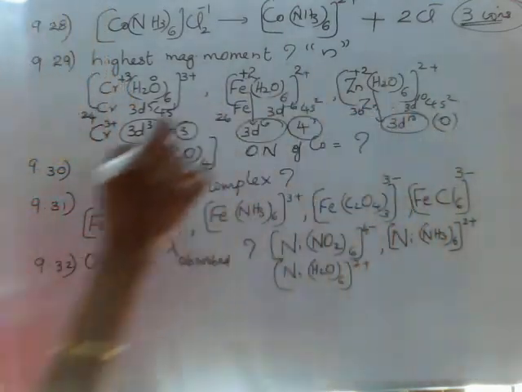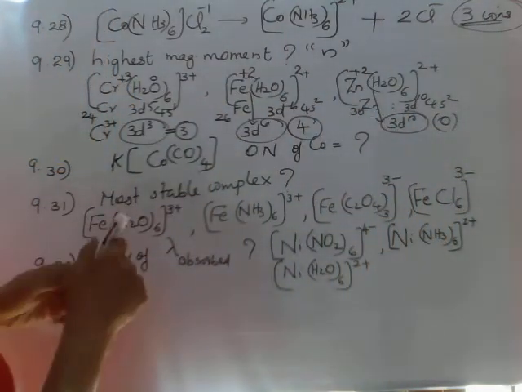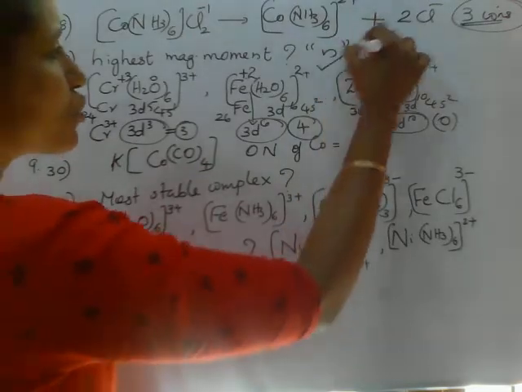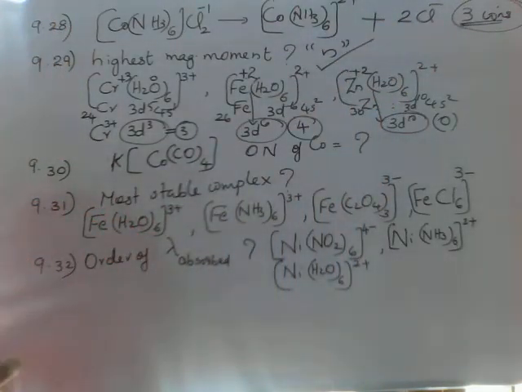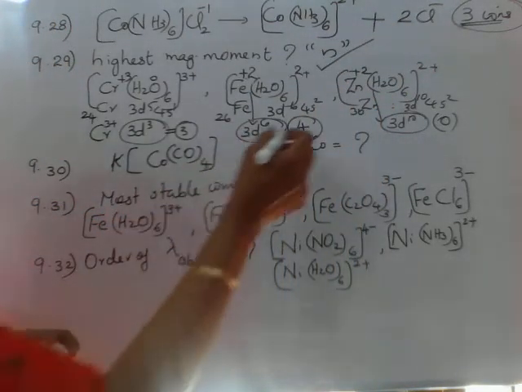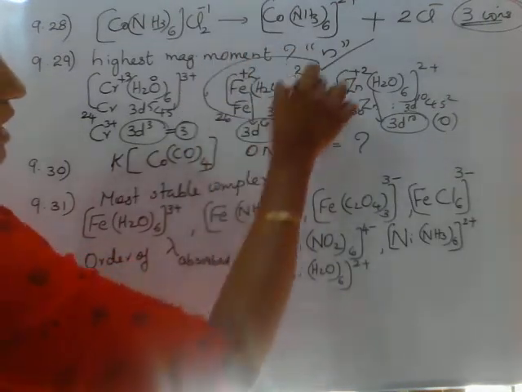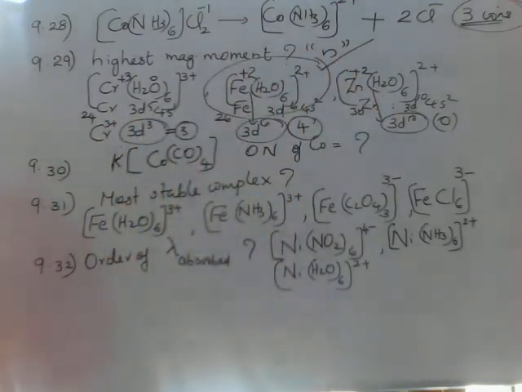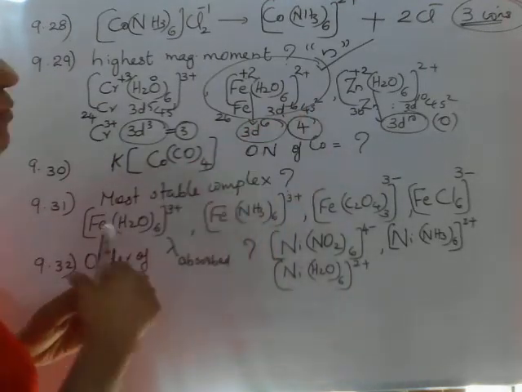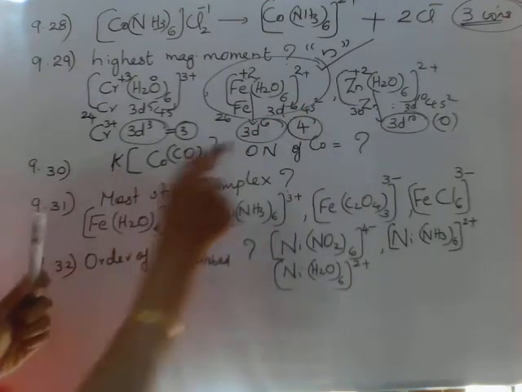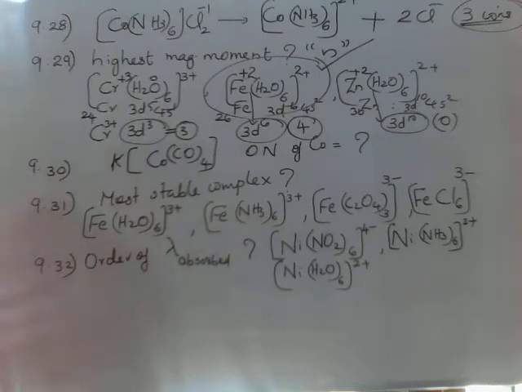So the maximum number of unpaired electrons is present in the [Fe(H2O)6]2+ complex. That is n value equal to 4. It means the highest magnetic moment will be in the second complex. So the answer is this one. [Fe(H2O)6]2+ contains the maximum number of unpaired electrons, hence highest magnetic moment.